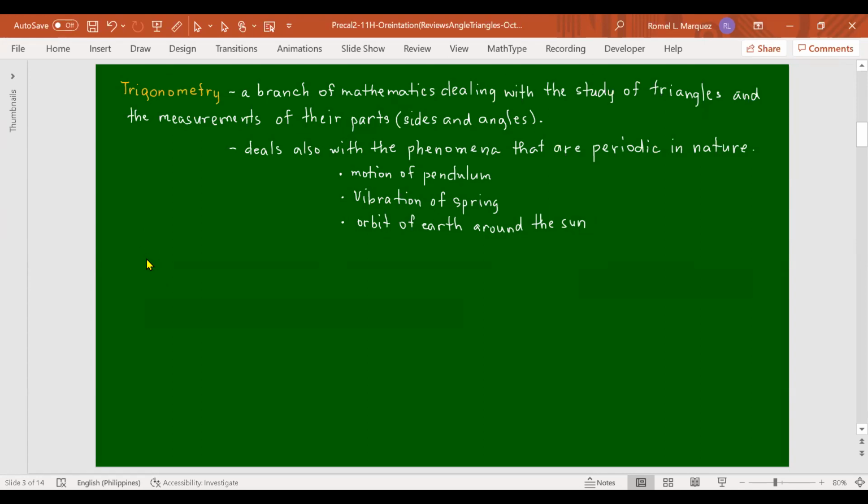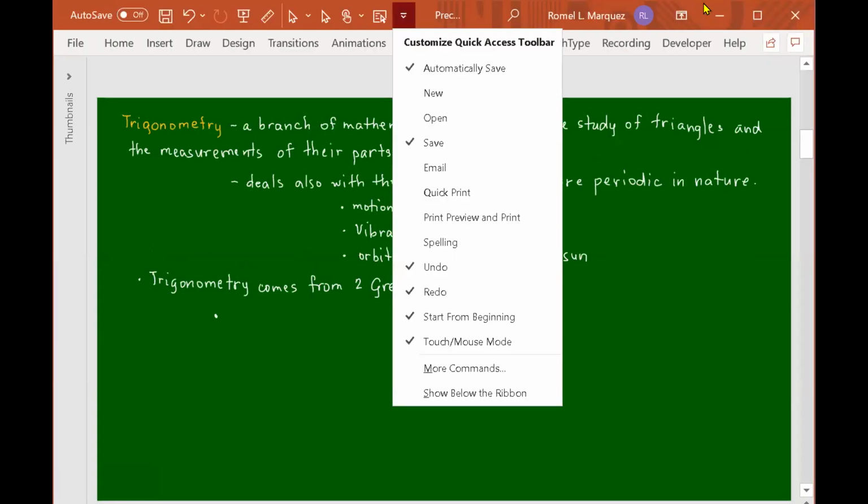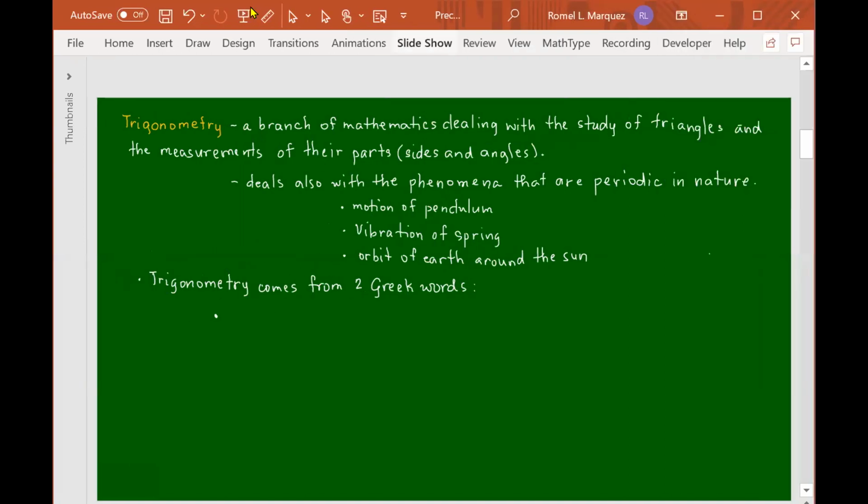The word trigonometry comes from two Greek words. And what are these? What are the two Greek words where trigonometry comes from, guys? Trigonon and metron po. Trigonon and metron.